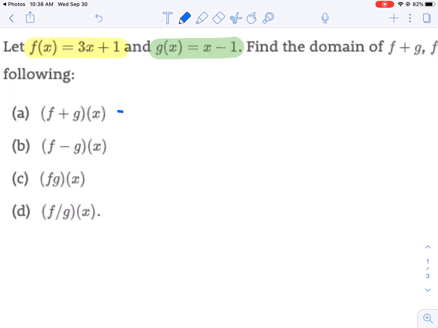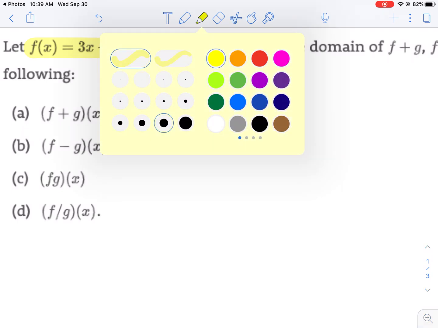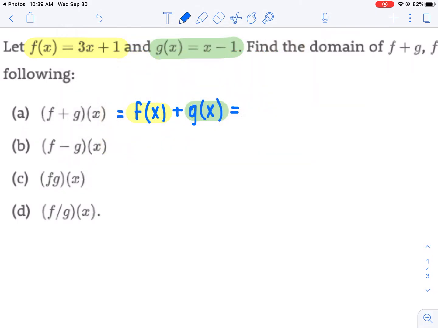In other words, it's going to be f of x plus the g of x. That is a true statement. You can break them up separately. So that just means you replace g of x here, you replace f of x here, and then we'll combine like terms. So the first function, f of x, is 3x plus 1. The second function, g of x, is just x minus 1.